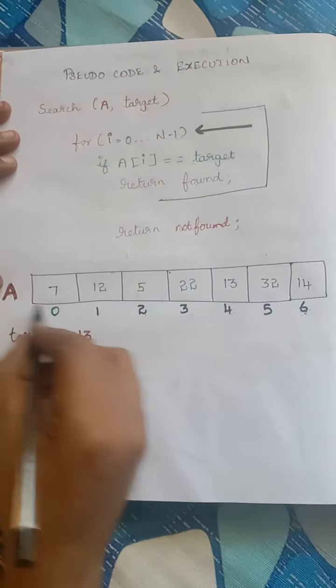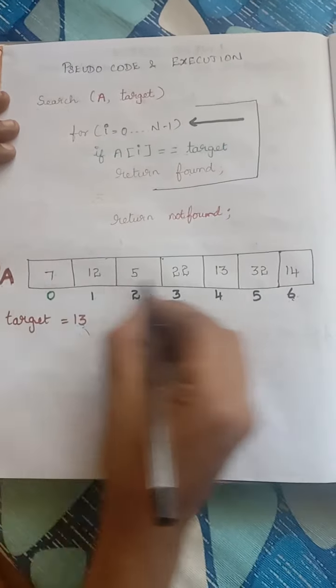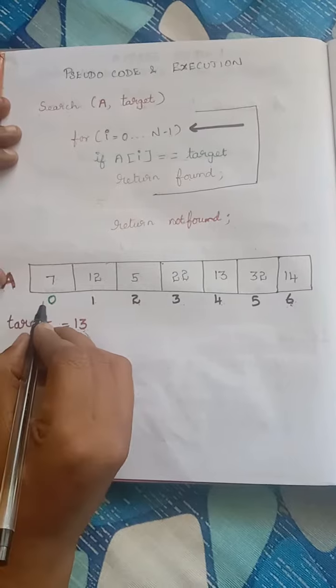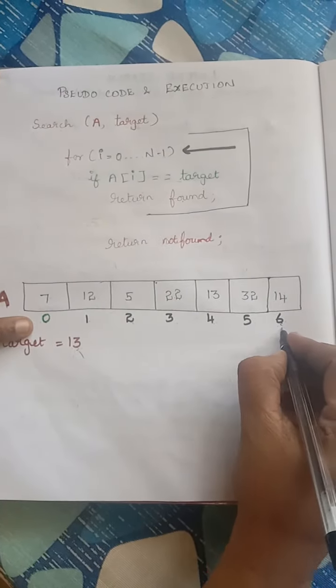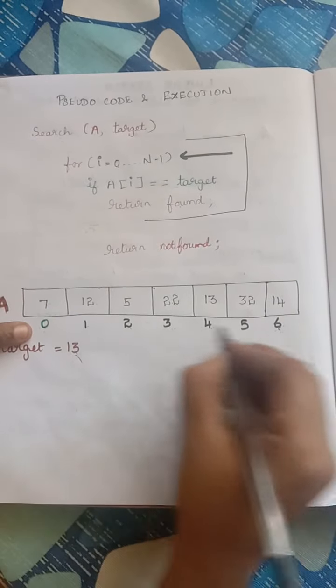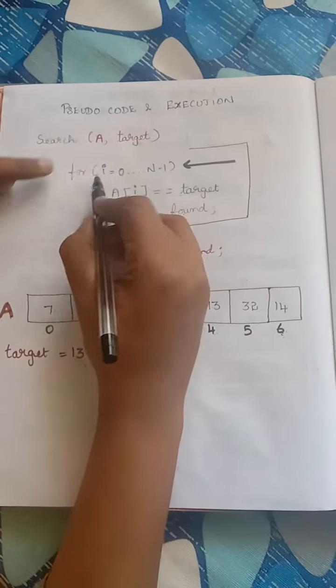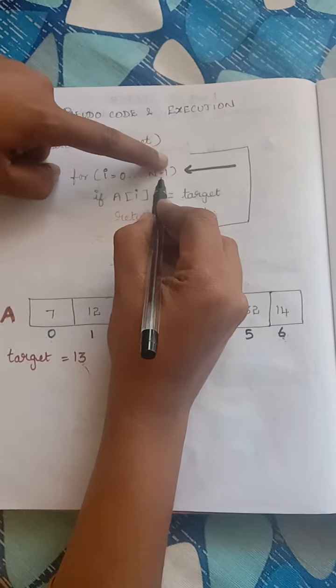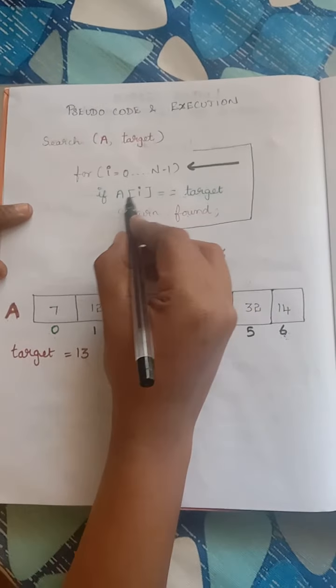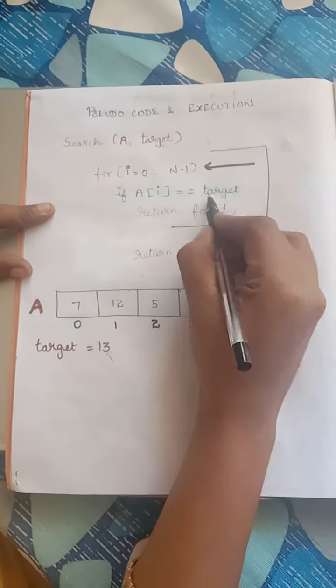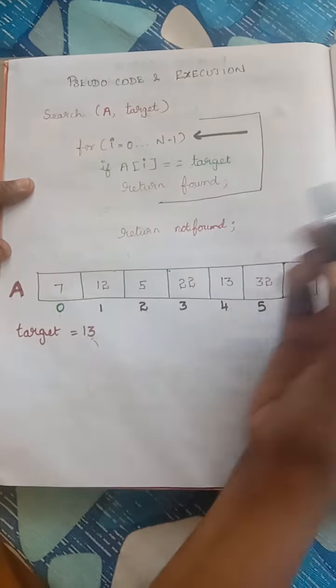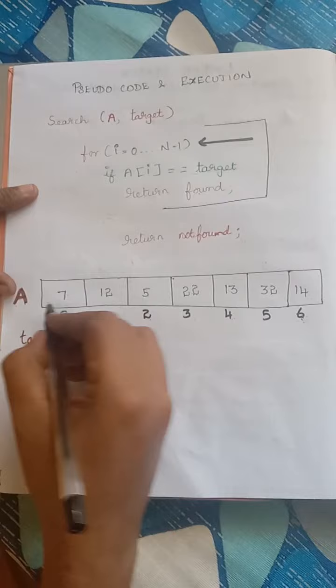So let me consider this is the array A, which has 7 elements and the array location starts from 0. Since it starts from 0, for 7 elements the last index value is 6. So I am writing the for loop, I is equal to 0 to n minus 1. I am going to check every element of the array position for my search element, that is the target, the search key. So I am searching for 13 in this array.